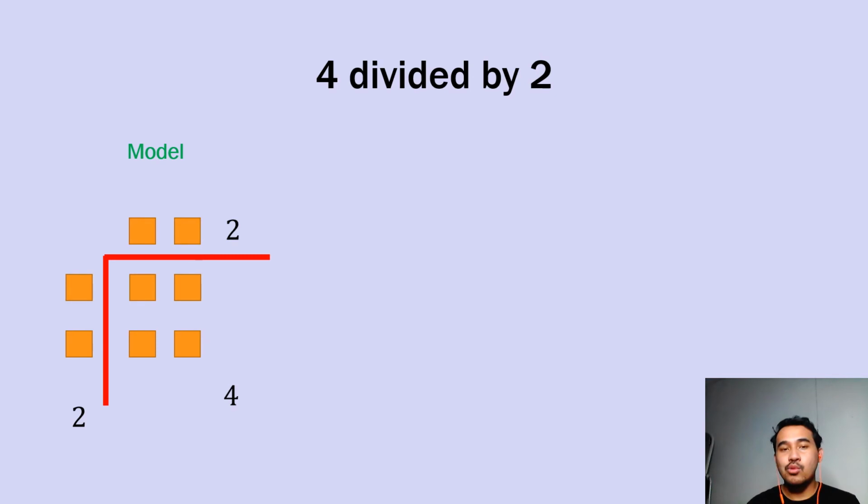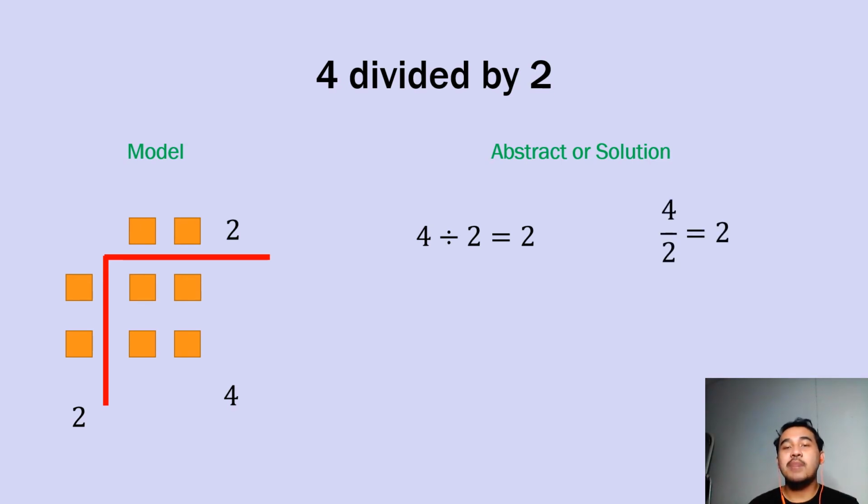Now in abstract or solution, this is how it happens. There are 3 abstract solutions that I'm going to present. First one is 4 divided by 2 is equal to 2. In fractional form, 4 over 2 is equal to 2. And then the long division: 4 divided by 2, the answer is 2. Then 2 times 2 will be 4, and then you deduct, so the answer will be 0.